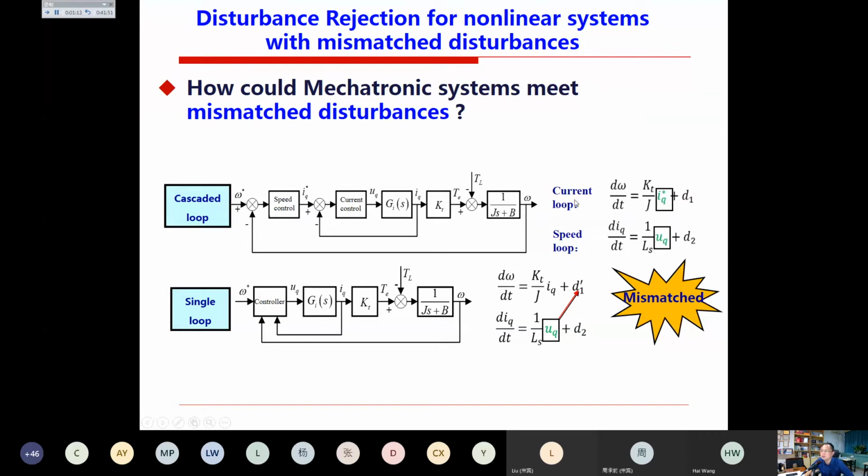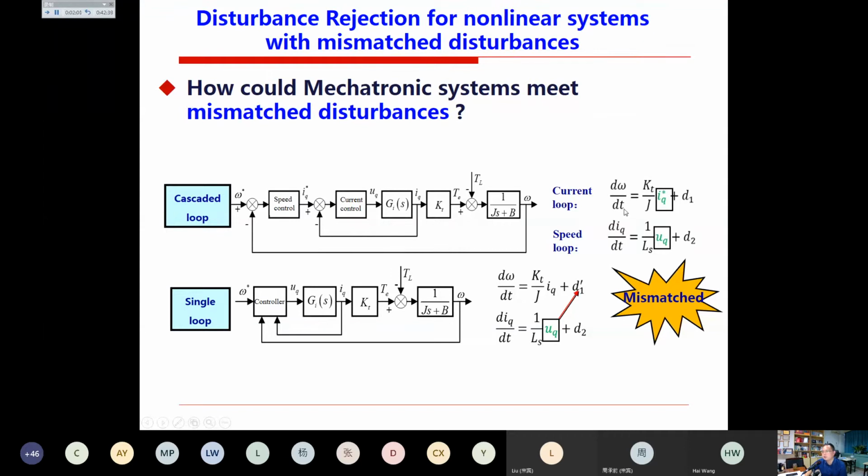So in each loop, there's just a first-order control design. In the current loop, we use IQ star, the reference signal of the current loop. It's the output of the speed controller, right? So to control the... this is where there's an error. The first one, d omega dt here, is for the speed loop. The second one is for the current loop, right? For the current loop, we use the control input UQ to control the IQ, to control the current. In the speed loop, we use the IQ star to control the speed.